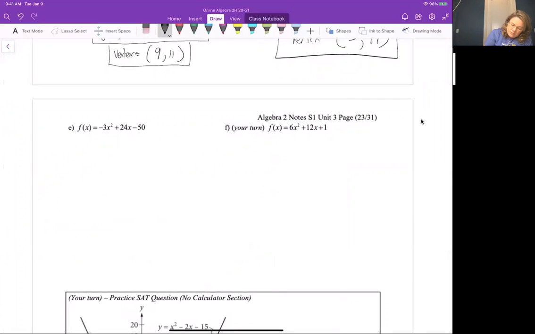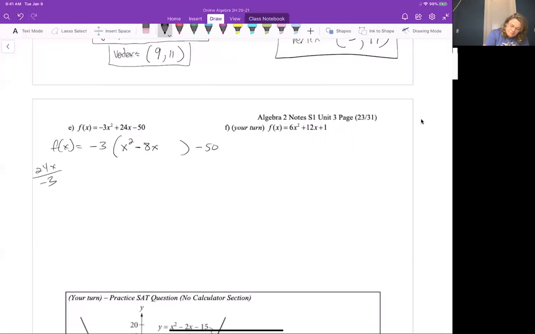f of x is equal to minus 3x squared plus 24x minus 50. So we have minus 3 that we have to factor out. So f of x is equal to, we have to divide -3 out of the x terms. So I get x squared and then 24x divided by -3 is equal to a negative 8x, minus 50.